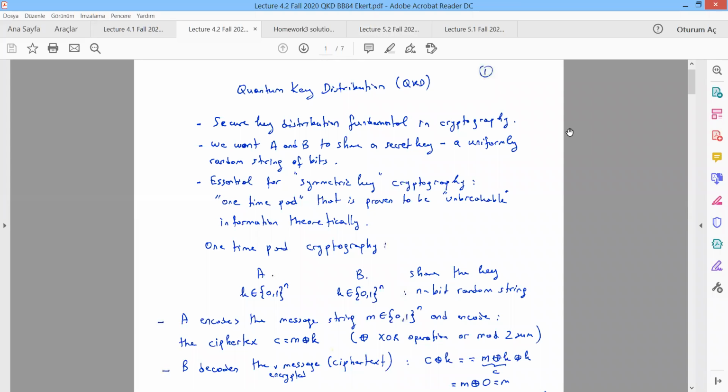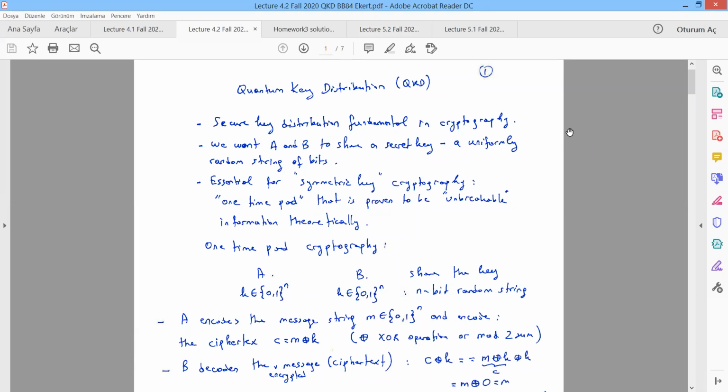Okay, we'll talk about, in this section, quantum key distribution. One of the most important or prominent applications of quantum systems in communications is quantum key distribution for secure communications. And as you know, secure key distribution is fundamental in symmetric cryptography.